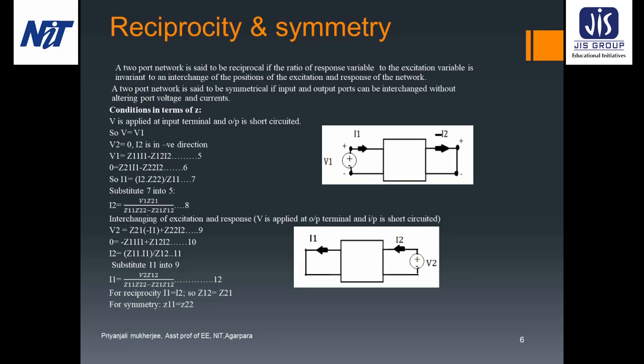Now the condition of symmetry will be observed when V by I1 equal to V by I2, and from this we can say that the condition for symmetry is Z11 equal to Z22. So if Z11 equal to Z22, then the Z parameter is symmetrical, and if Z12 equal to Z21, then this Z parameter is reciprocal.